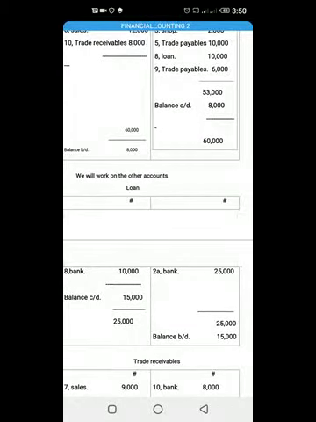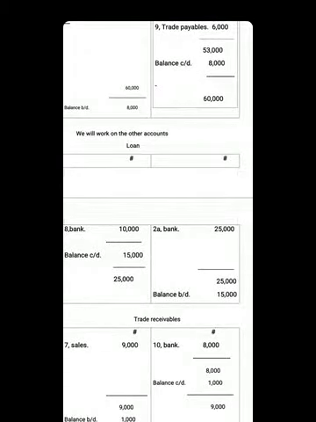Then let's look at other accounts. Let's look at the loan account. The same thing goes for the loan account. We have 10,000 and 50,000. So balance carried down will be what? 15,000 naira, because the credit side is bigger than the debit side. So we bring balance carried down, which is 15,000 naira, and after balancing the account, the balance brought down will now be 15,000 naira. This is the one we'll use. It is the balance brought down that we use in the trial balance.